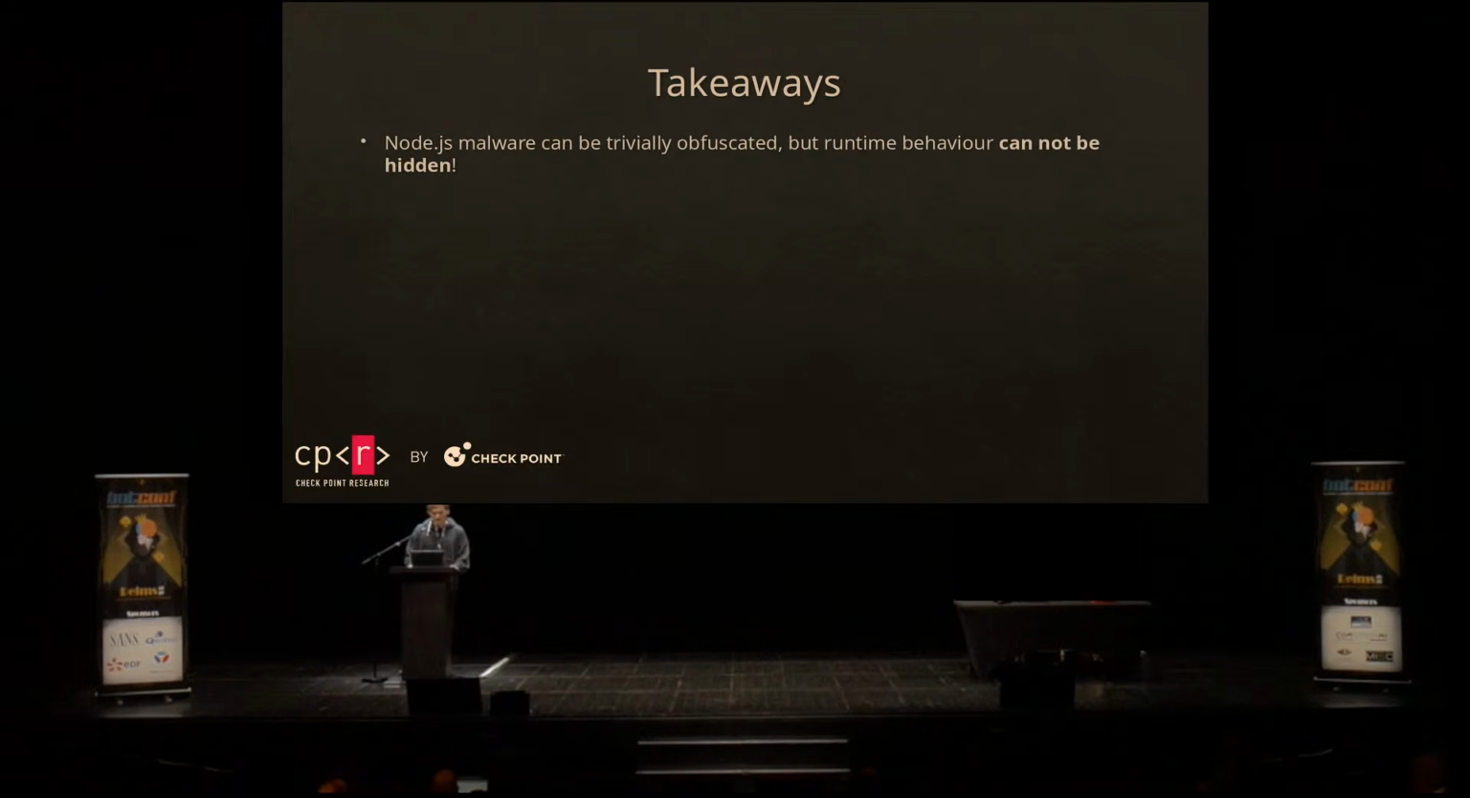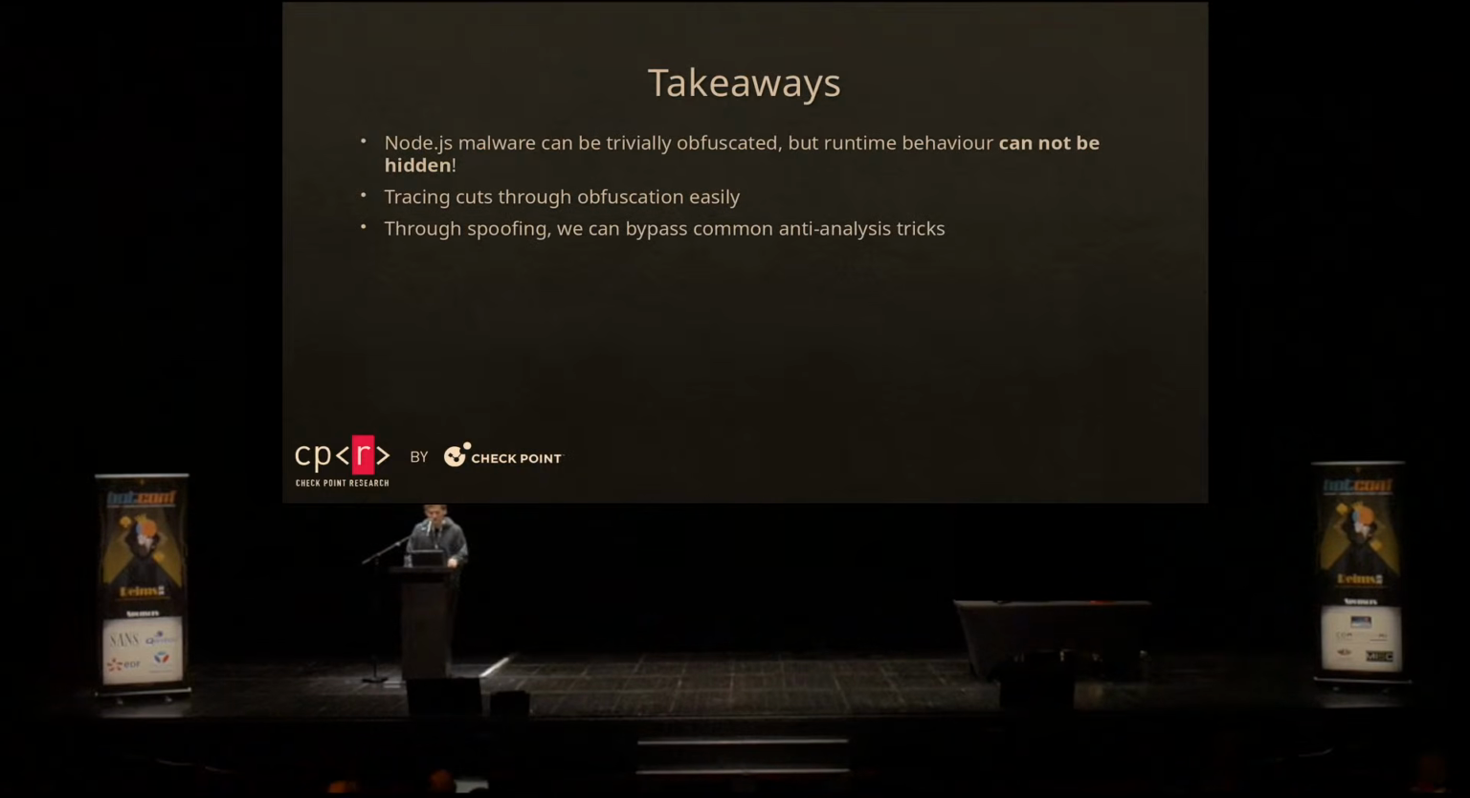Yeah, so takeaways. Node.js malware can be very trivially obfuscated, but you cannot really hide the runtime behavior. And this is not only true for Node.js, this is true for everything that is obfuscated. And a tracer can help you very well in cutting through that obfuscation without even having to deal with deobfuscation. And if you're dealing with something like Node.js, which is mostly just a loader for a next stage, you're not really interested in getting all the details.